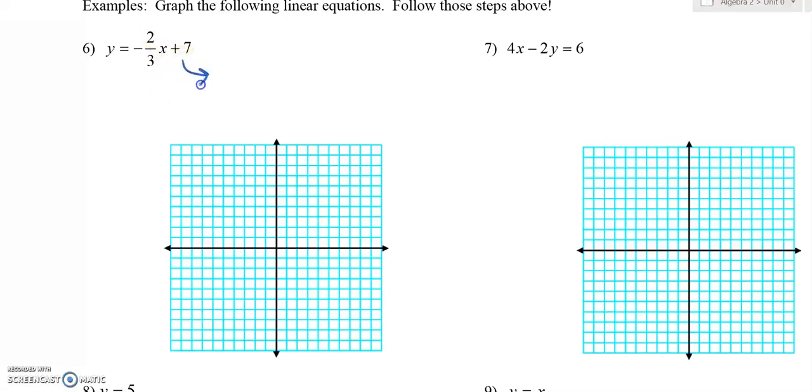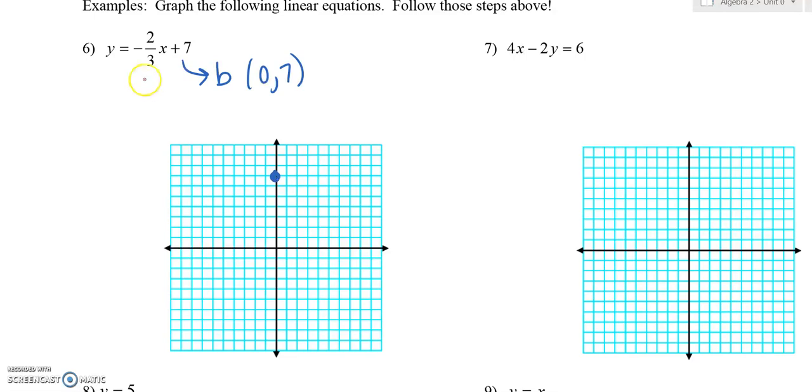We've been practicing that. My y-intercept comes from that last term, and we can write it as an ordered pair. So 0, 7. So I have to go to my graph, and I have to plot my point 0, 7. So that means I'm going to go up 7 spots. 1, 2, 3, 4, 5, 6, 7. There it is.